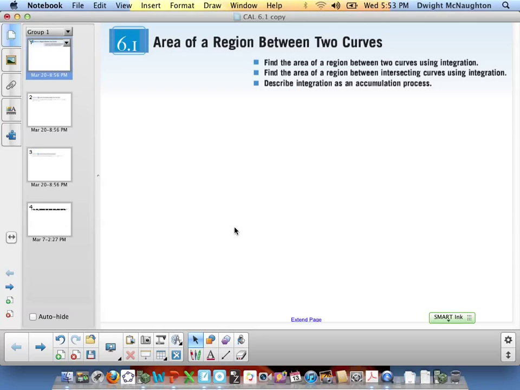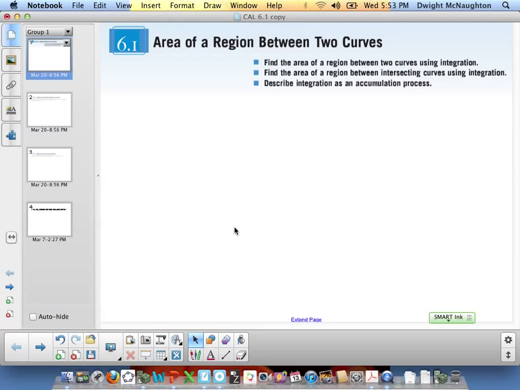Chapter 6.1, Area of a Region Between Two Curves. Yesterday we saw how the area of a region between two curves was simply a matter of taking the definite integral of the top function minus the integral of the bottom function. We're going to look at that some more today.